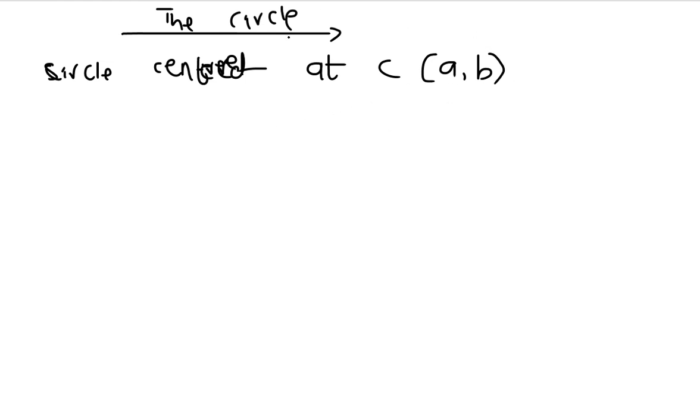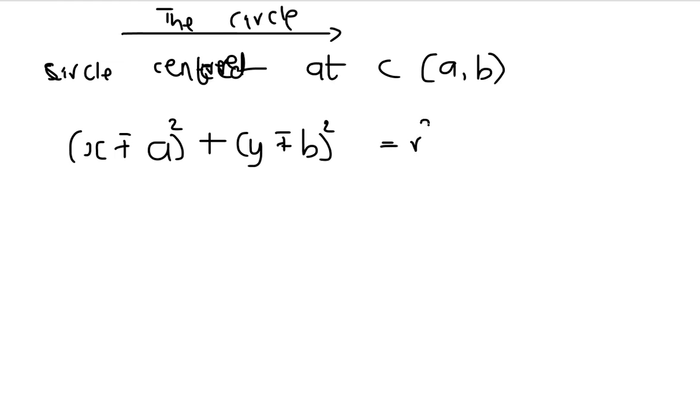So how can we find the equation of the circle? The equation of the circle is given as x plus or minus a squared plus y plus or minus b squared equal to r squared.